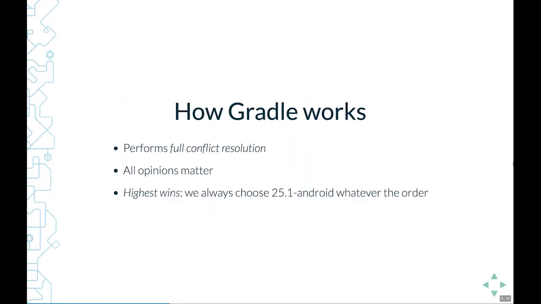So Gradle actually does something different. We do what we call full conflict resolution. So whatever you have in the graph, if someone says it depends on Guava 25, it means something. It means that at some point someone decided this is the version I need. So there's no reason to exclude this information from the graph resolution. We should take that information into consideration when selecting. So we use a simple strategy by default, highest wins.